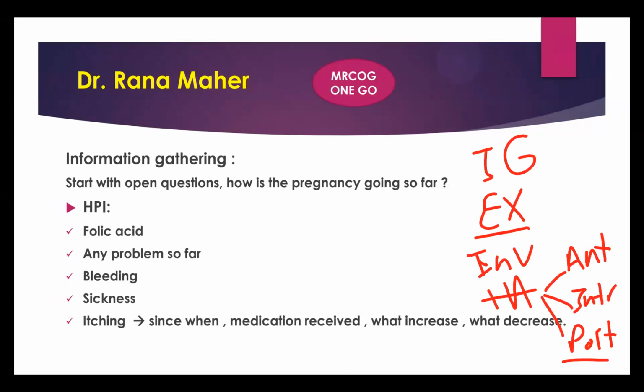How are you going to tell the examiner about the information gathering? Just tell the examiner, I want to ask this patient some questions to know more about her. Regarding the pregnancy, I will ask her how the pregnancy is going so far, if she has or had any problem during the pregnancy, any bleeding, any sickness. What about the folic acid in the first trimester? And for the itching itself, I want to ask more questions: since when it started, any medications received, what increased it, what decreased it. So ask the question and justify why you're going to ask about it.